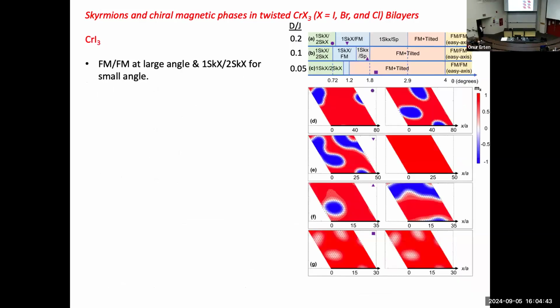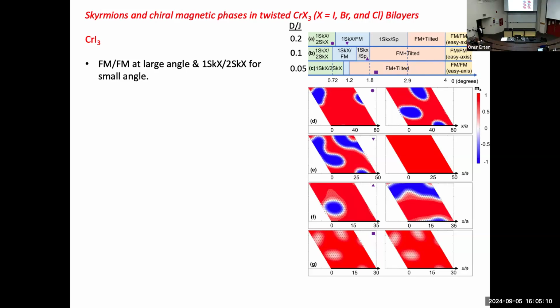All right, so this is the phase diagram. What you can observe is that at large twist angles, you have both layers being ferromagnetic, whereas at low twist angles, we have one skyrmion in one layer and 2 skyrmions in the other layer. Here we keep one free parameter which depends on the substrate. So we do our calculations as a function of this parameter.